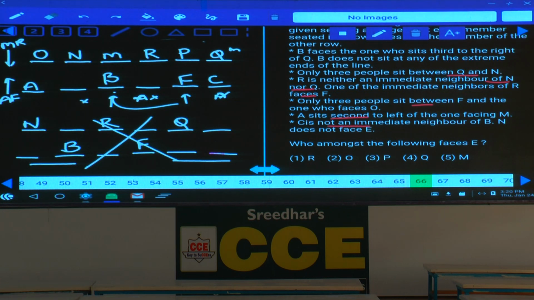N does not face E. N is not facing E, hence E must be here. And the person who is left over is D. D must be at this place. Done with this? Now this is about set number 1, question number 66 to 70. 12 people in 2 different rows. Let's write down this arrangement.